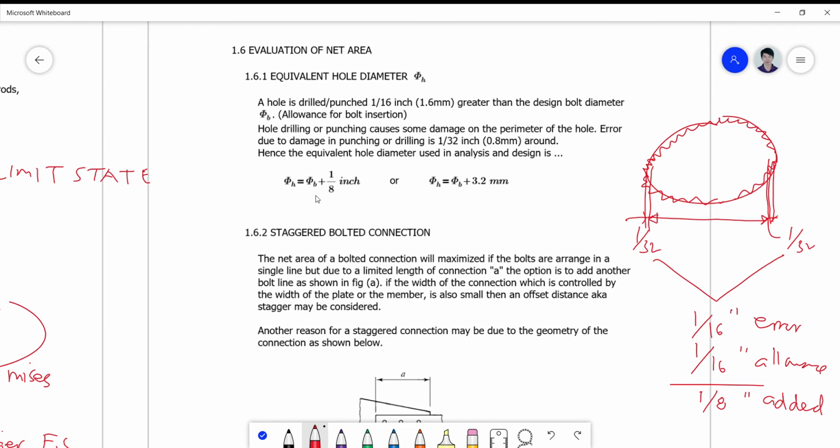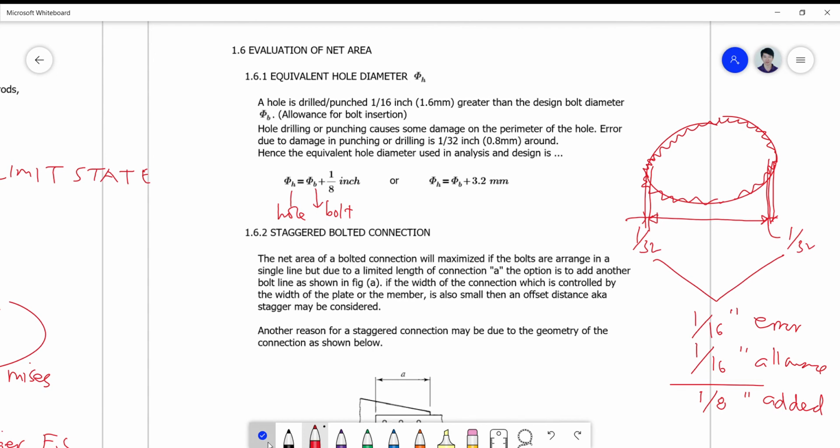So in short, your phi hole is phi plus 1/8 inch, or your phi hole is phi plus 3.2 millimeter, where phi h is the design diameter of the hole or hole diameter, and here's the bolt diameter. Okay, so this is inches, this is in millimeter.